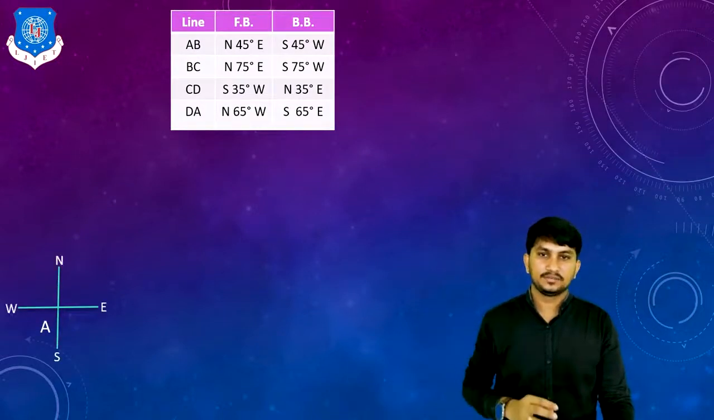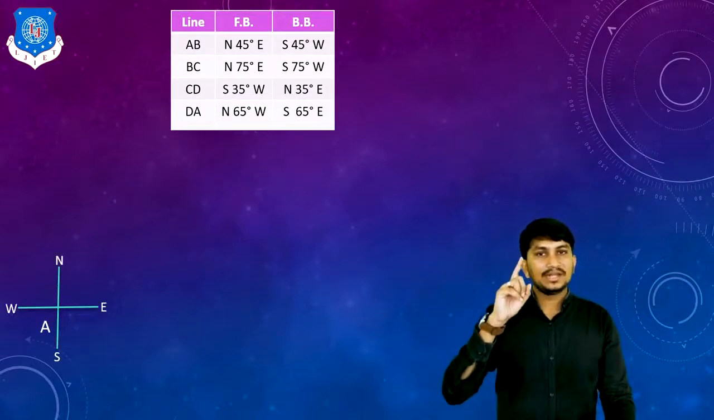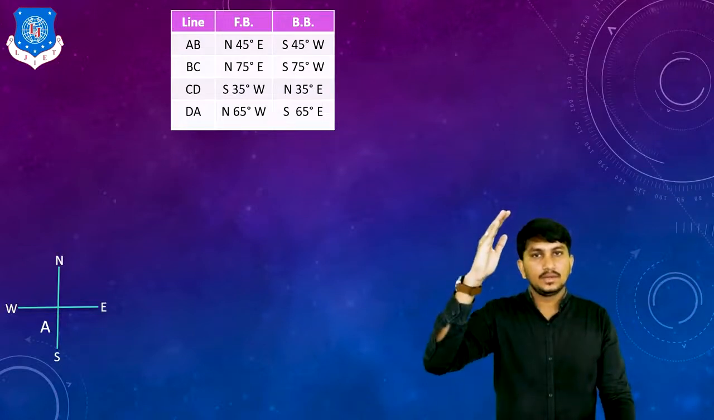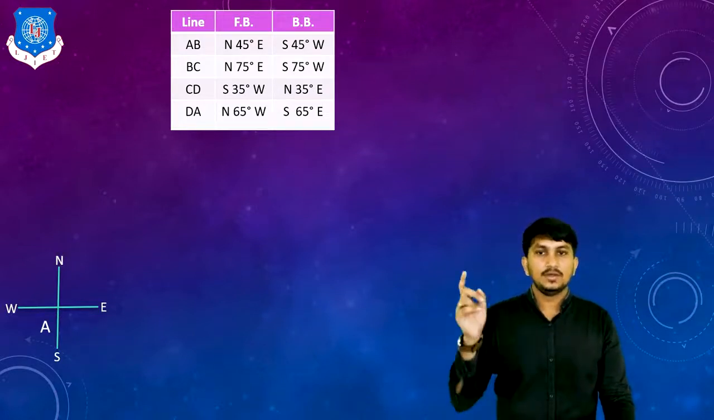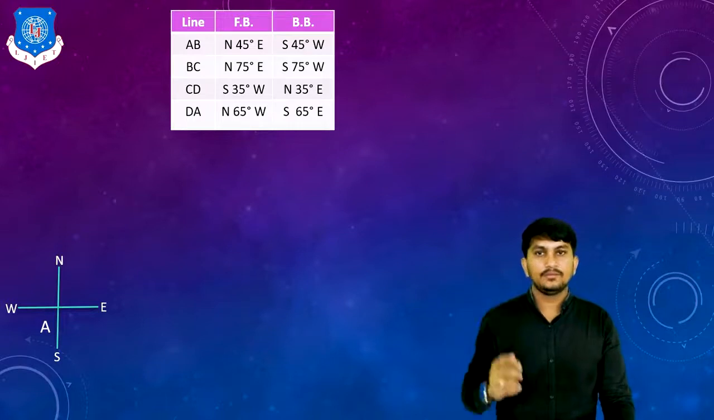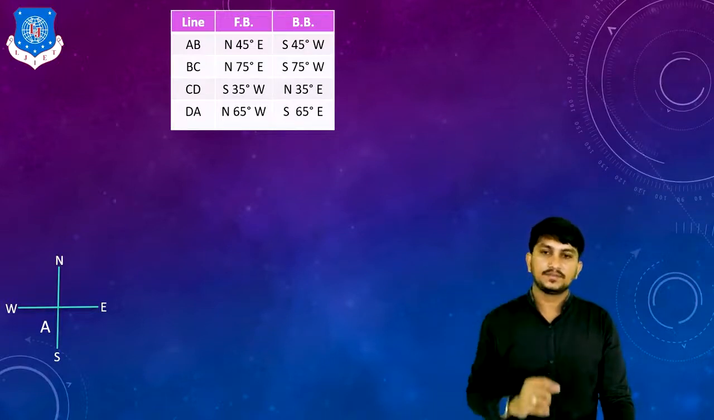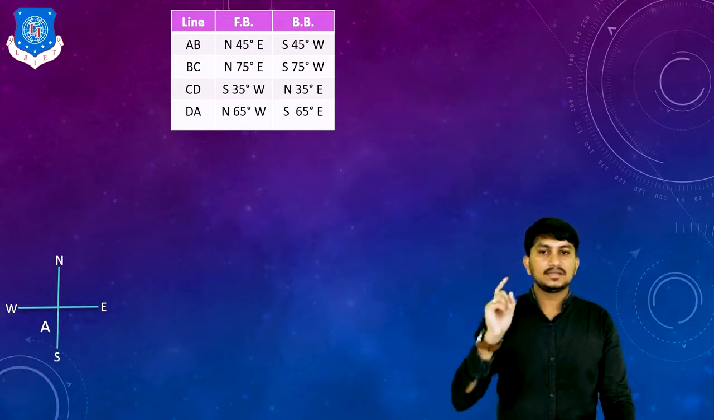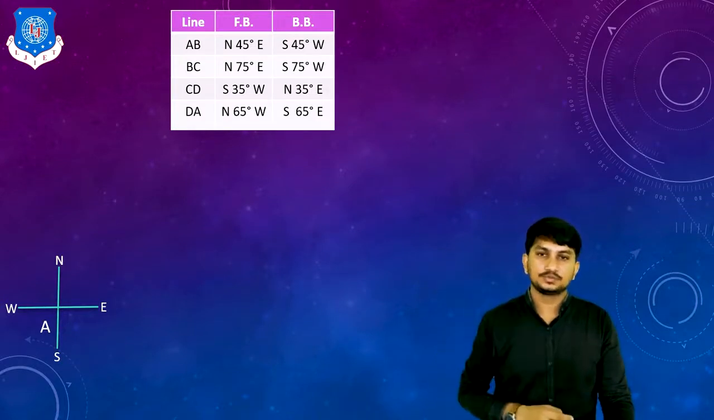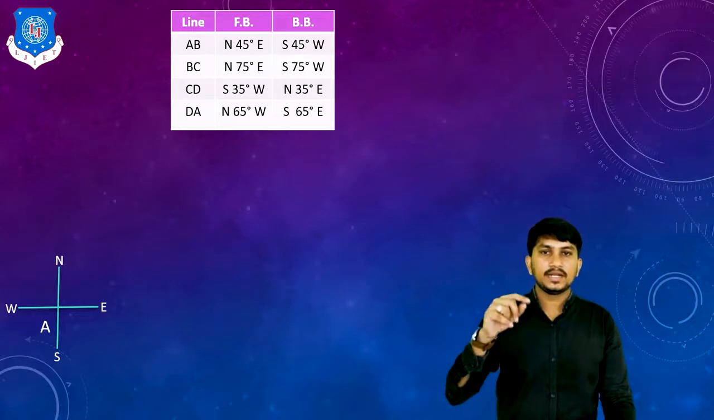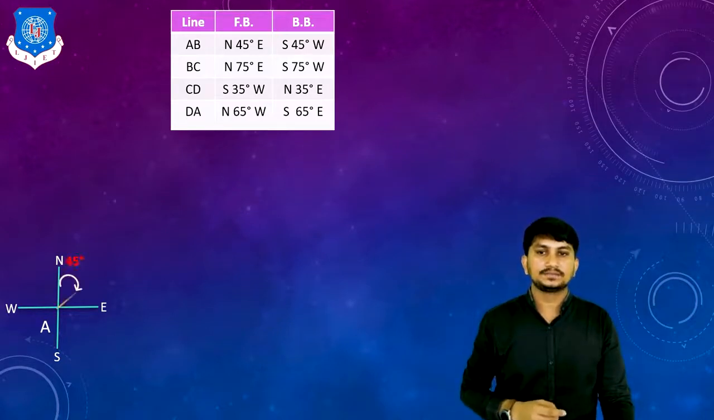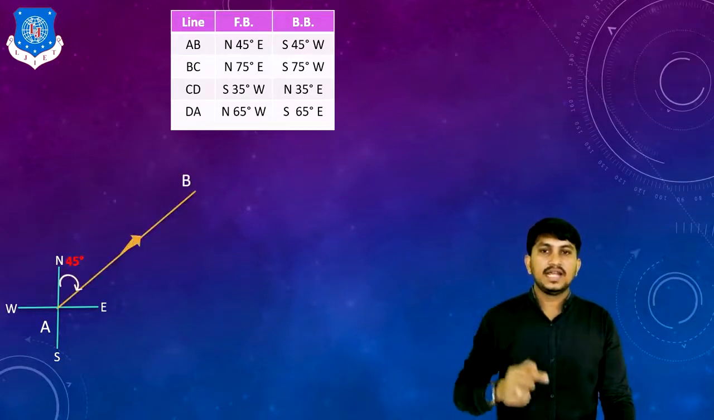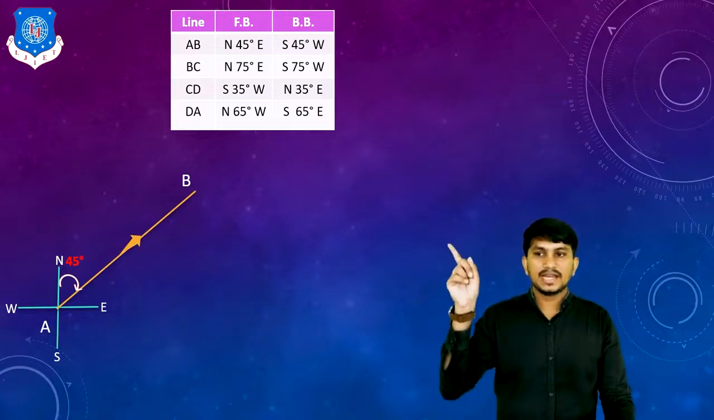Suppose this is station A. For drawing the traverse, we have to use fore bearing of each line. So to draw line AB, we use fore bearing of line AB, which is north 45 degrees. Here, north, east, south, west directions are shown. So north 45 degrees is shown like this. This is how the first line AB is drawn. This is the direction of the survey.